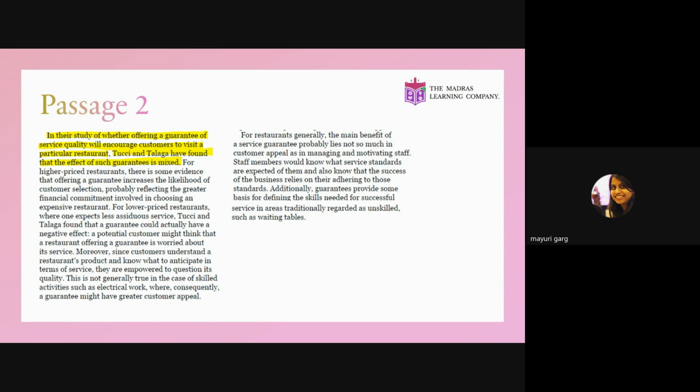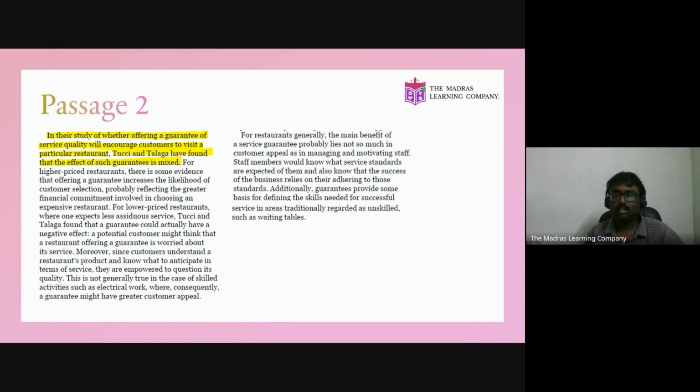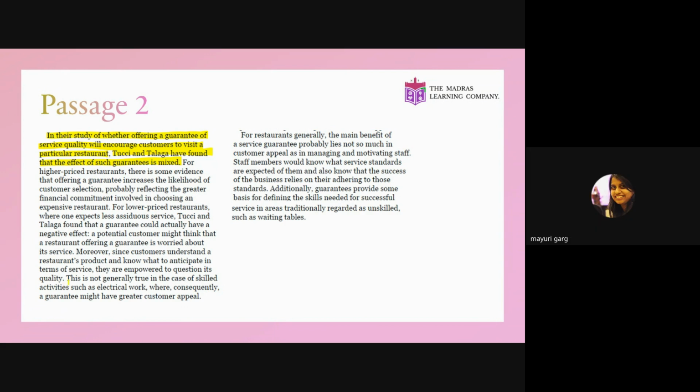This is not generally true in the case of skilled. So I think we should read this because it's kind of contradicting what they were saying. Correct. And also, when the sentence says this is not generally true, it's an opinion. It's not an information. So you read it. Yes, Mayuri. This is not generally true in the case of skilled activities such as electrical work, where consequently a guarantee might have greater customer appeal.